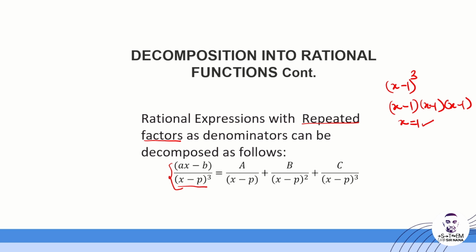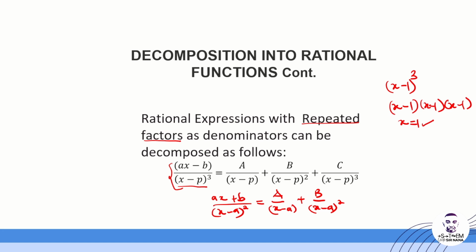So let's assume that it was probably something like ax plus b all over x minus a all squared. Then it means that in that case, you must have A over x minus a, plus B over x minus a all squared. So we end at the square. Where we get to the square, then we end. In this case, it's cube, so we go x minus p all squared, then x minus p all cubed.